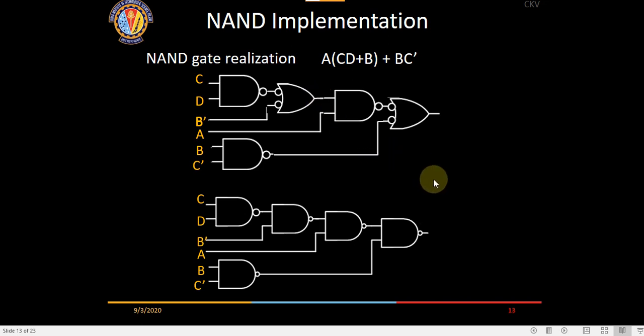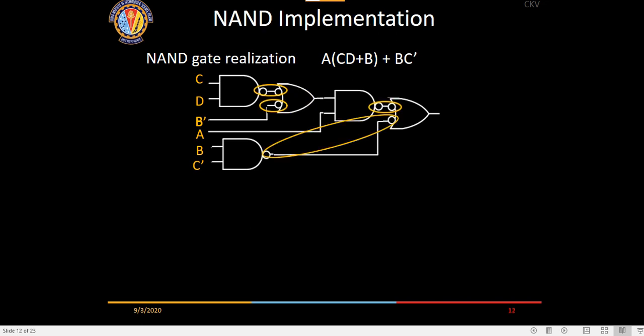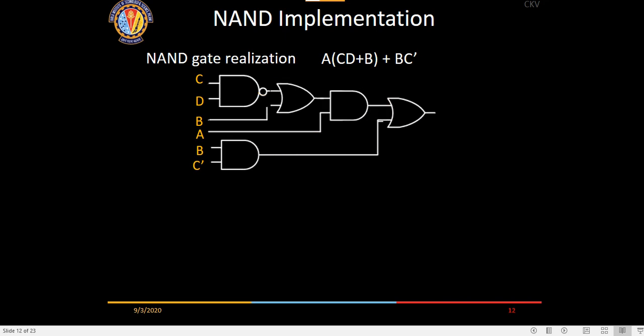So according to the expression, this has to be an OR gate, right? According to the expression given above, C, D plus B. This has to be an OR gate. Okay, we'll go back. This is the implementation, correct? Yes. Okay. Now I am going to put one bubble here.